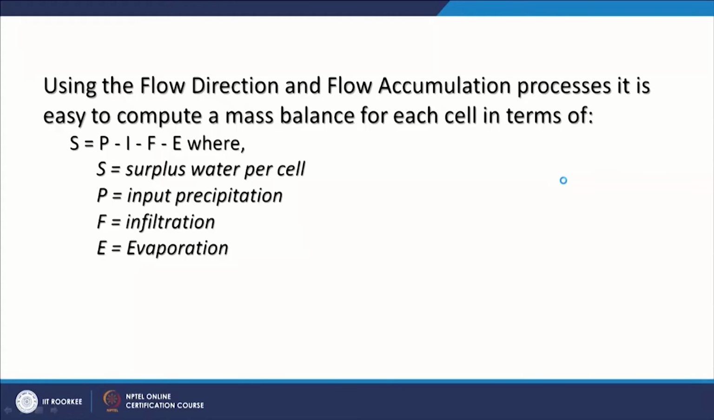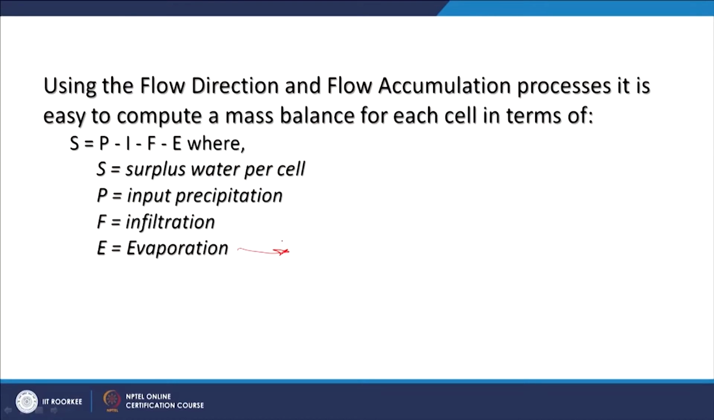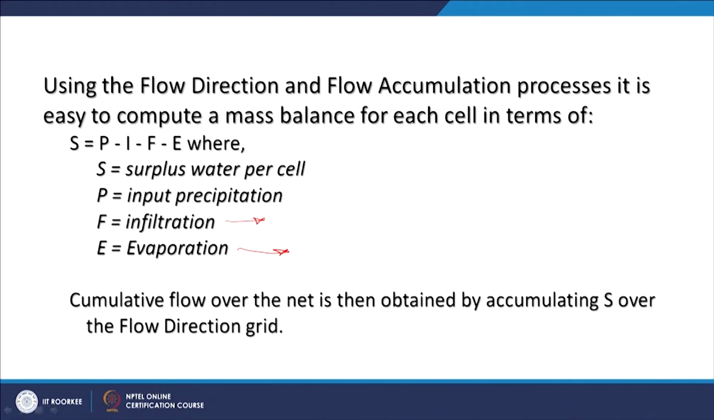each cell in terms of S equal to P minus I minus F minus E, where S is the surplus water per cell, P is the input precipitation, F is the infiltration, and E is the evaporation. Because the more realistic a picture you want in modeling, or the better the prediction, you have to bring in other losses of the water, and here it comes in the form of evaporation or evapotranspiration, which goes to the atmosphere, infiltration, which goes downward towards the groundwater, and of course input is also there. So, this cumulative flow over the net is then obtained by accumulating S over the flow direction grid.